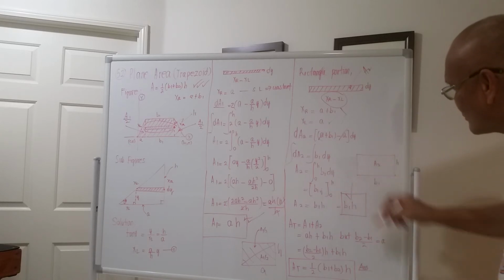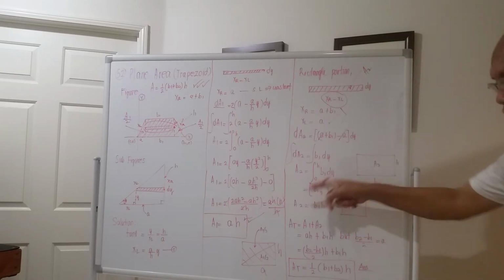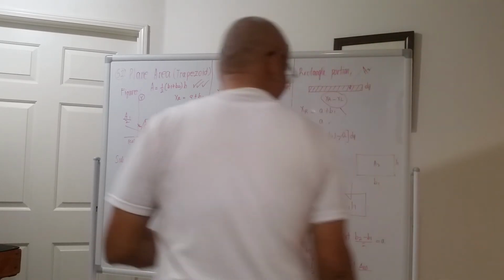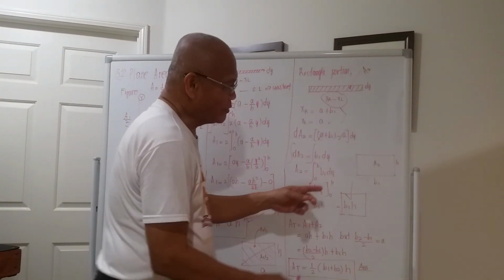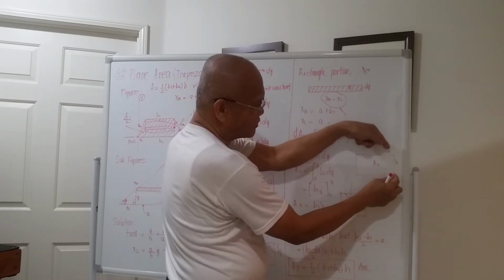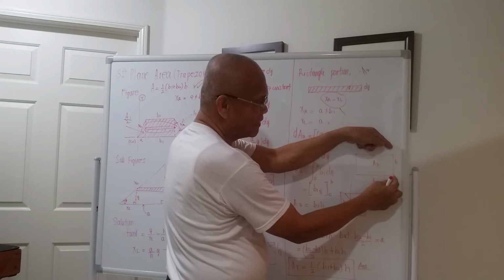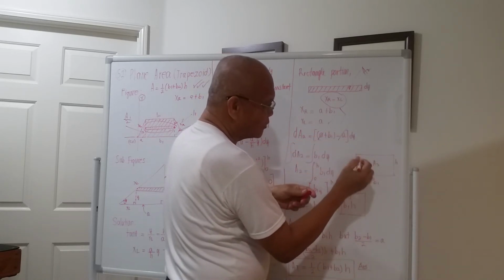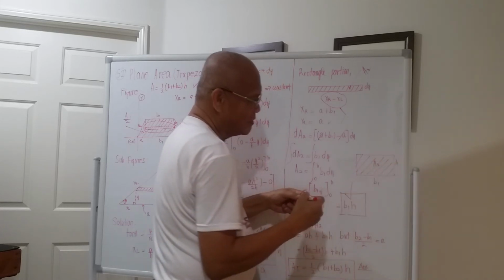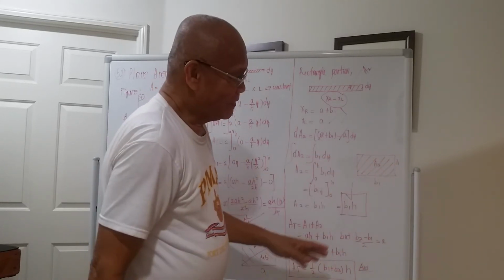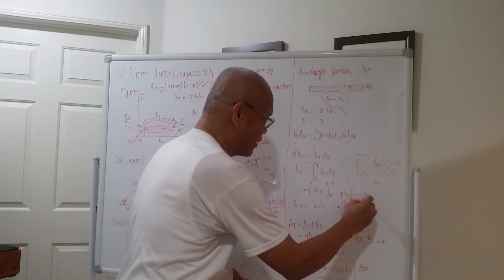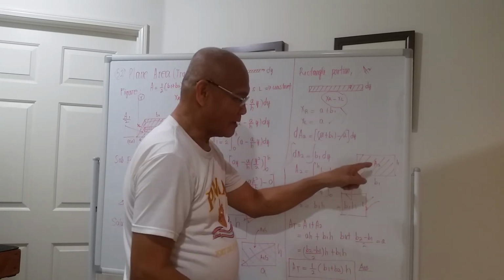Okay, let's try to verify if area 2 is actually the product of B1 times h. The rectangle portion, this is B1, and this is h. And total area 2 is this one. So it's a rectangle, right? The area of a rectangle is B1 times h. So this must be the correct answer for the rectangle portion.